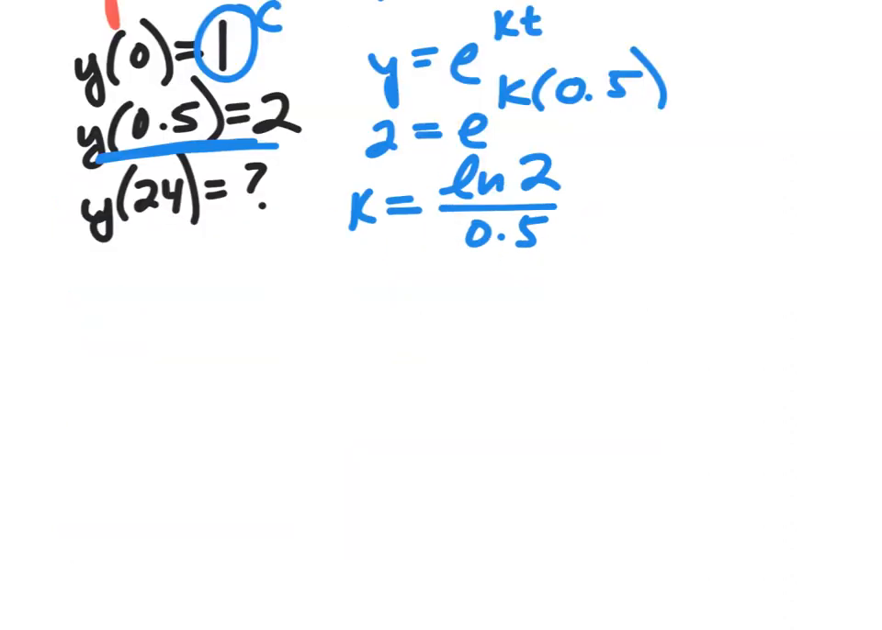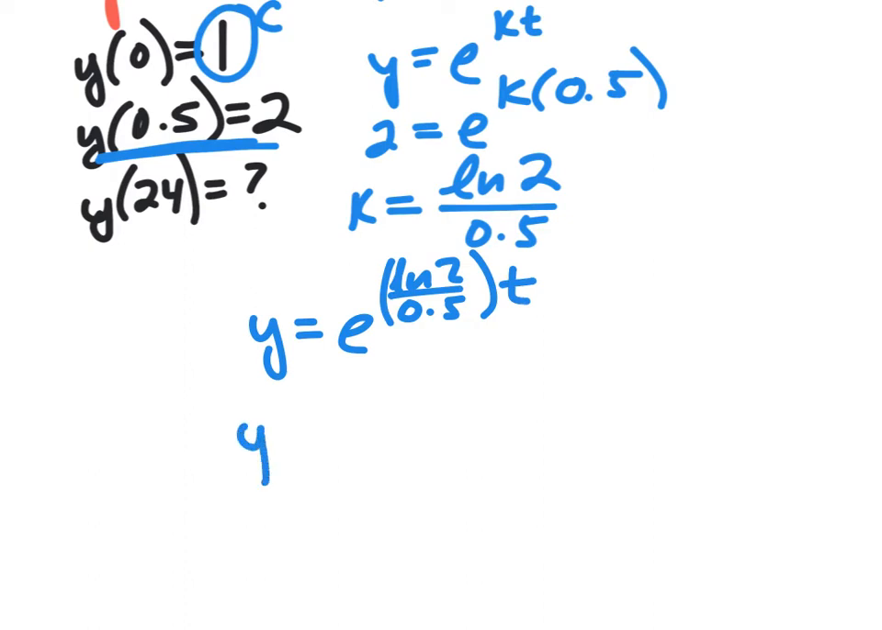So now if I rewrite my equation, I have y is equal to e to the k, which is ln of 2 over 0.5, times t, and I want to know what is the amount y at 24 hours. So then just go back and plug in 24 for your t value.